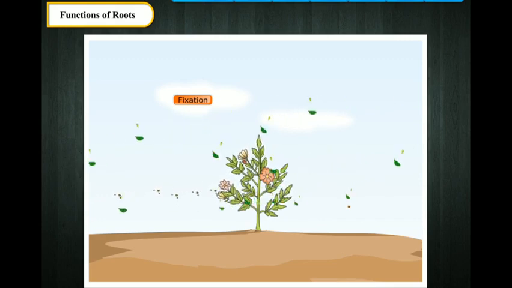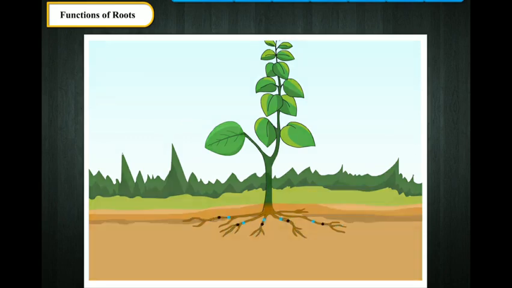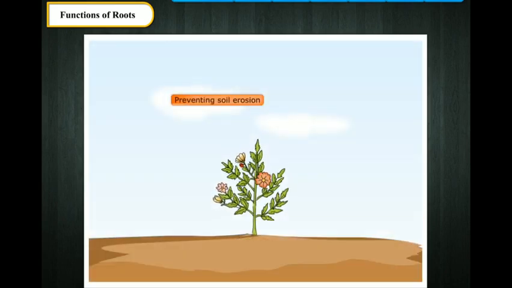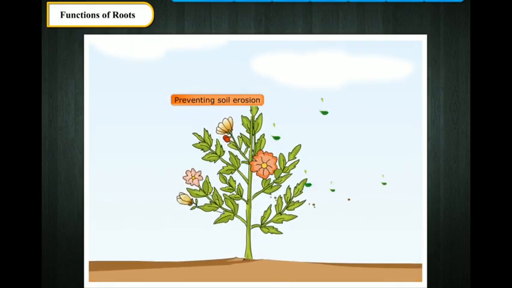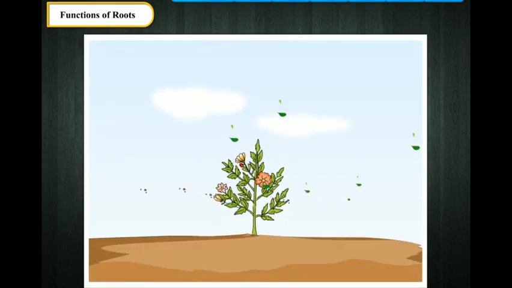This prevents the plant from being pulled out easily or blown away by the wind. Conduction. Roots absorb water and mineral salts from the soil and pass them into the stem. The plant uses these to manufacture food and carry out life functions. Preventing soil erosion. Roots help to bind soil particles together. In this way, roots prevent the soil from being blown away by the wind or washed away by water.